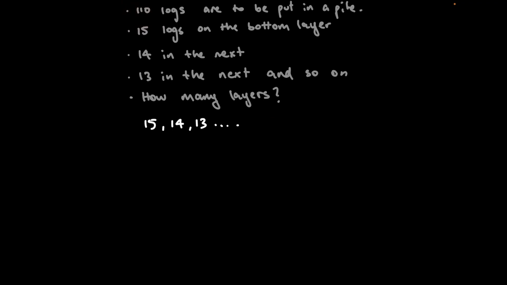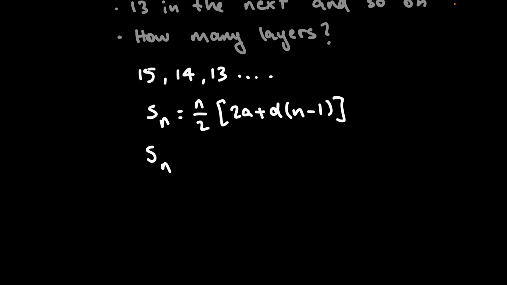than 110. So we know that if we employ our series formula, n on 2 times (2a plus d(n minus 1)), we know that the sum of the first n layers must not exceed 110. But the sum of the first n layers must be 110, so the sum can be equal to 110, and we don't know what the value of n is. That's what we're trying to solve.